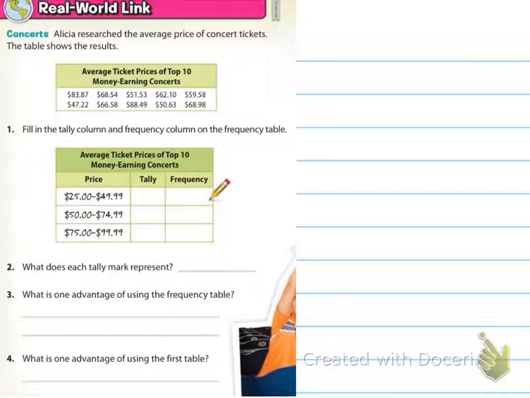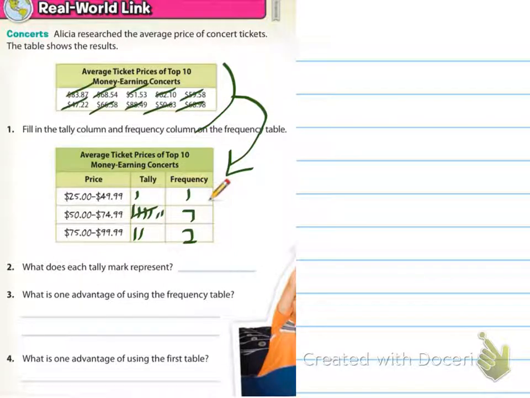The tallies just represent where they showed up in my first table, and I'm just taking that information and putting it down here. And all the frequency means is that I added up my tally marks. So frequency is just adding up the tally marks. Go ahead and do number 1 here, and when you come back, we'll talk about it. Pause the video now.